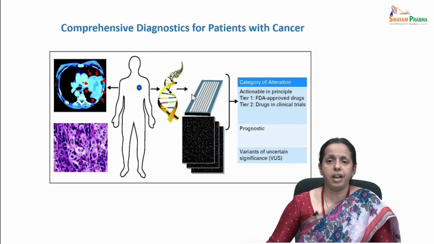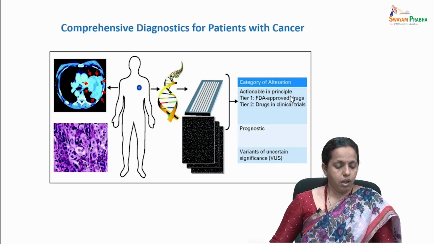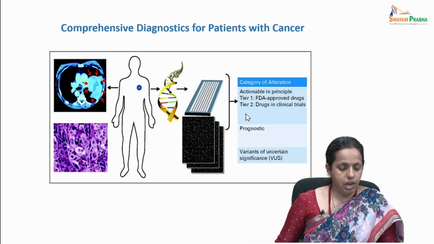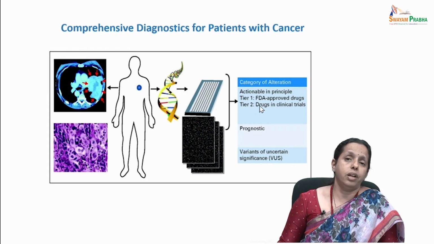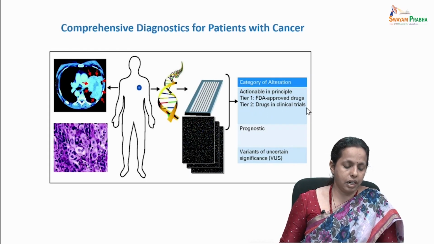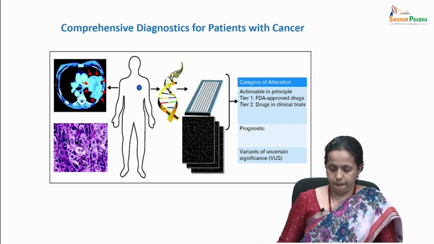This high quality genomic information must be consistently obtained in the diagnostic setting, and that too from very old FFPE blocks also. You have categories of alterations. Again you have the tier 1 FDA approved drugs, and many of these drugs, sometimes some of them are in clinical trial. Then you have prognostics, and then variants of uncertain significance.